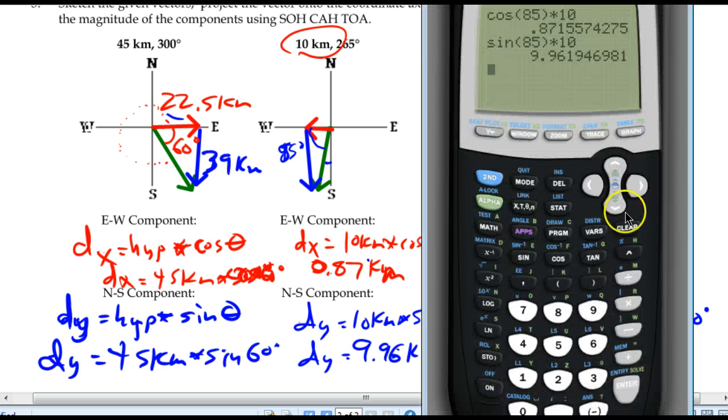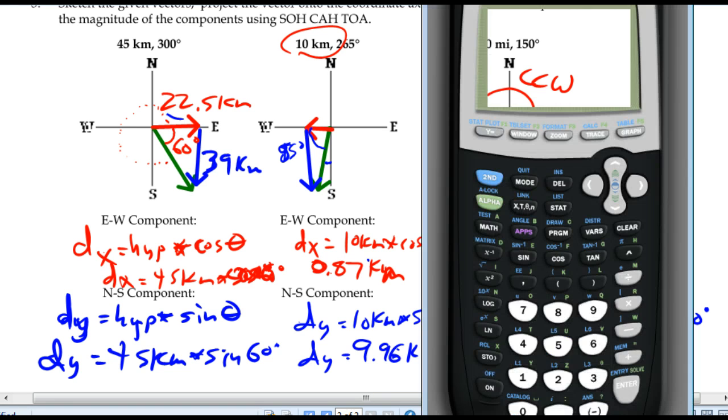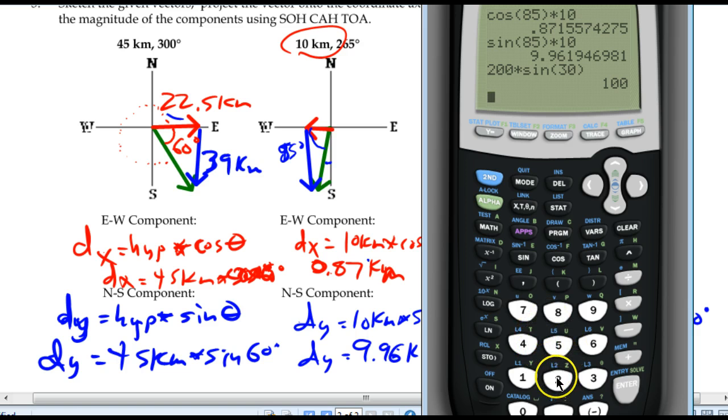So we'll do 200 times the sine of 30. Now the sine of 30 is one you'll probably remember, it's 1/2, so that's 100. So this is 100 miles, and then the cosine times 200 and we get 173.